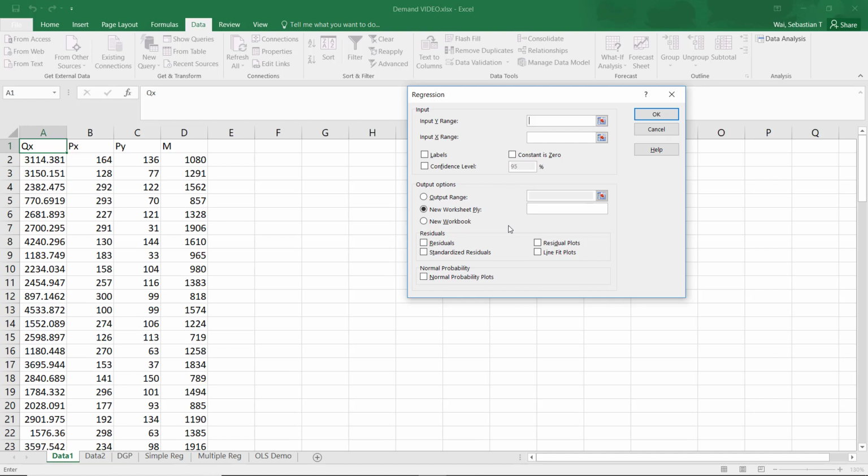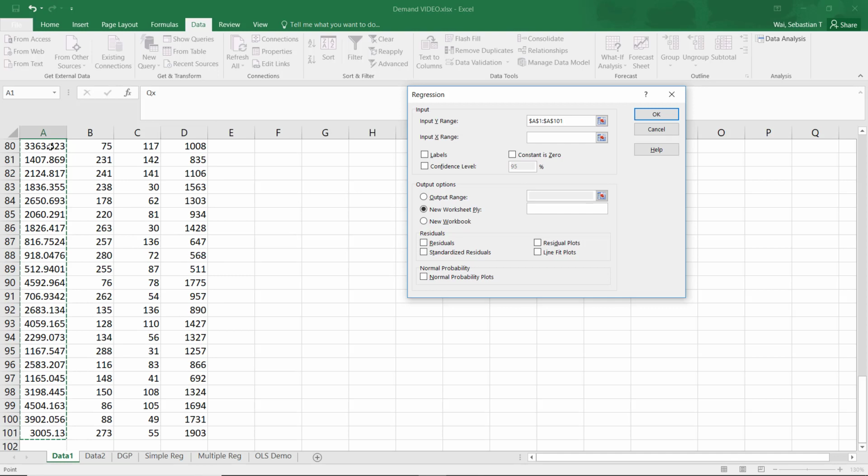We now need to select all the data that we need for the regression. Remember that y is our dependent variable. That's the variable on the left-hand side. In our example, that is the quantity of x. So we're going to select this entire column. I'm using Control-Shift down arrow to select the entire thing.